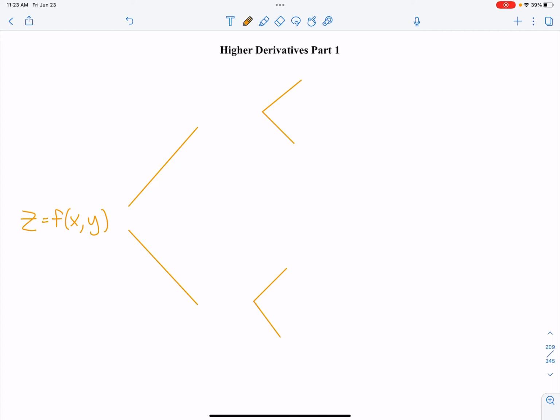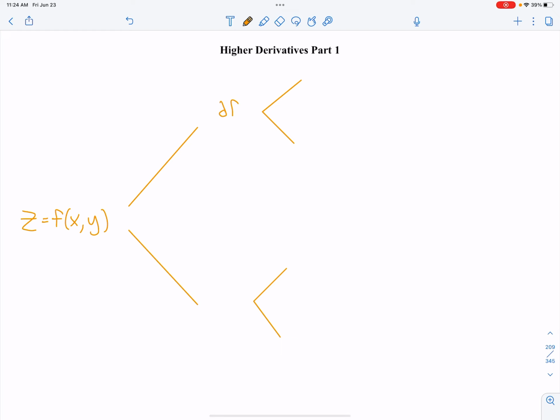In this video, we'll continue our discussion of partial derivatives, but we're going to talk about what it looks like to go up with our derivatives, higher derivatives. What does it look like if I take multiple derivatives? But we actually have choices for this. If I were given a function z of x and y, I have choices.